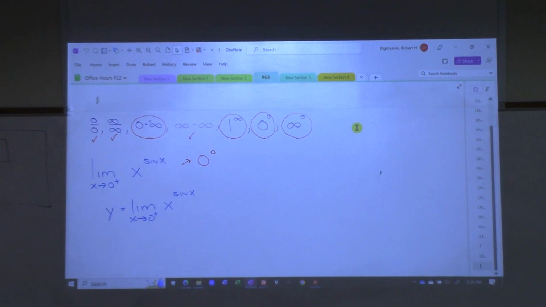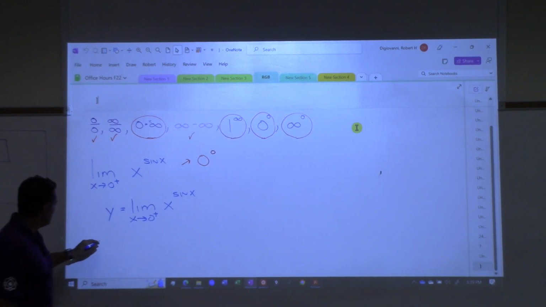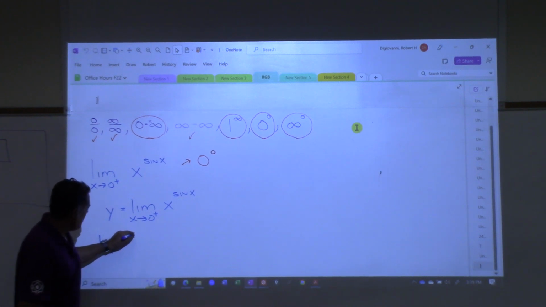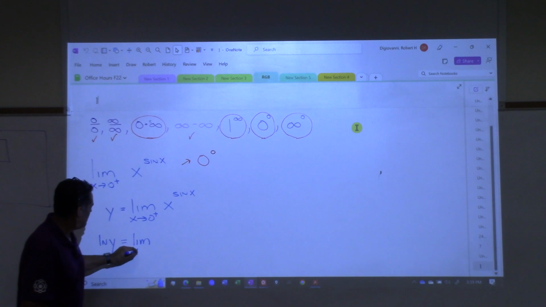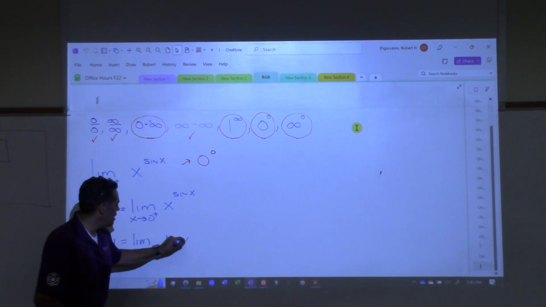Now I'm going to bring in the natural log on both sides of this equation. So I'm going to take the natural log of y over here. Over here, I'm going to take the natural log too, but there's a property of limits that says that when you do the natural log, you can pass the natural log past the limit. And so it becomes this.